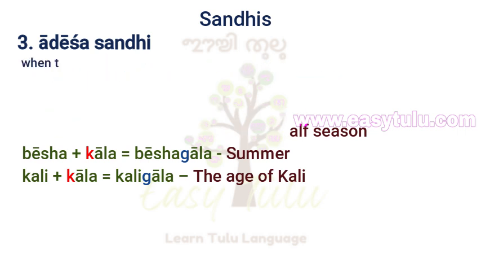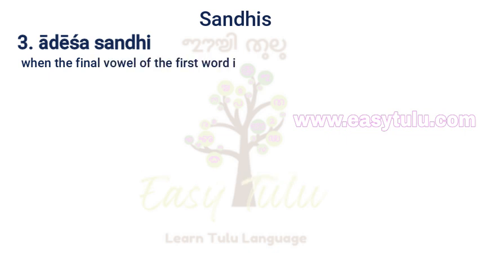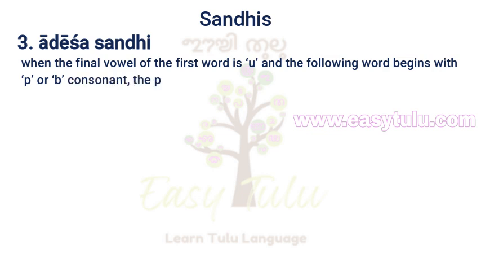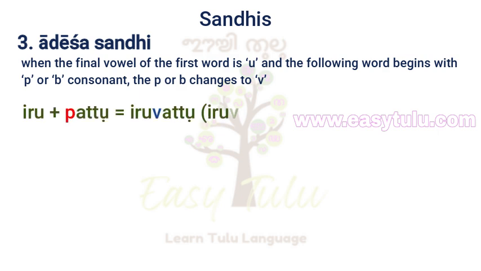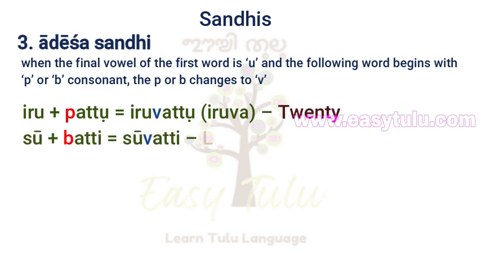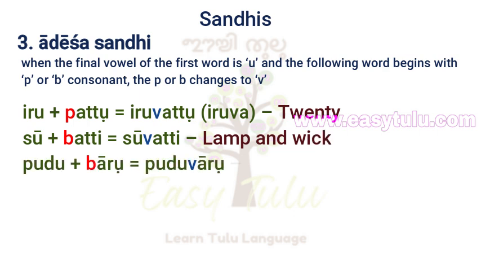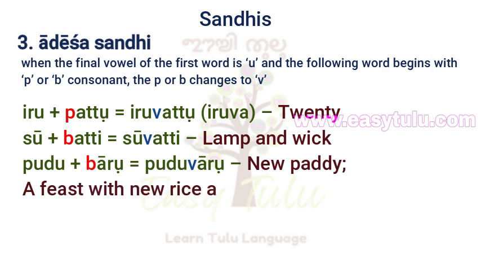This sandhi may also occur when the final vowel of the first word is U and the following word begins with Pa or Ba consonant. The Pa or Ba changes to Va. Examples: Iru plus Pattu, Iruvattu, 20. Su plus Batti, Suvatti, lamp and wick. Pudu plus Baru, Puduvaru, new paddy, a feast with new rice after the harvest.